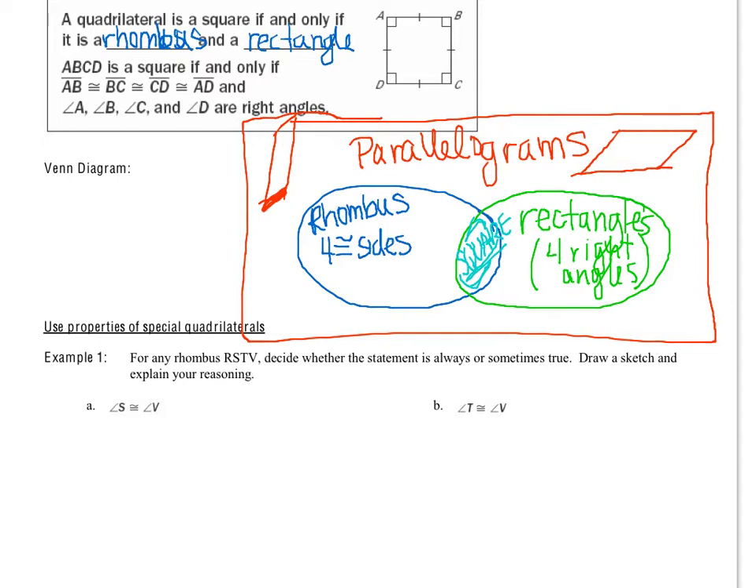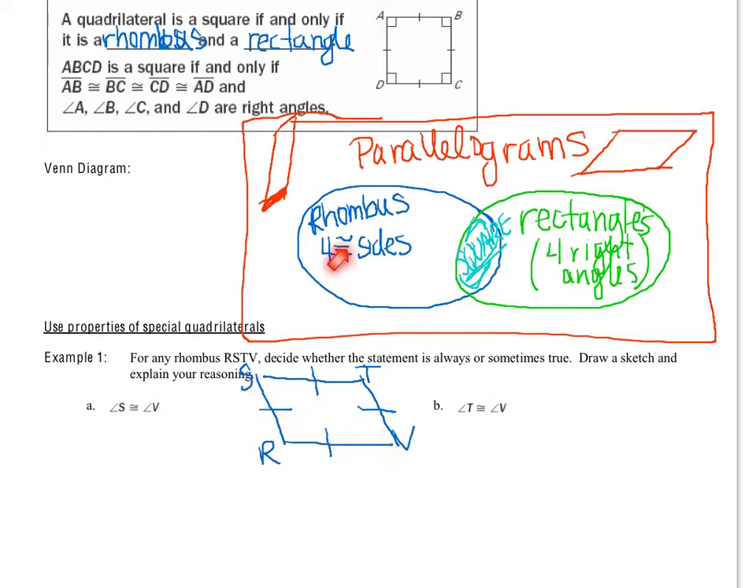Down here at the bottom, it says for any rhombus RSTV, decide whether the statement is always or sometimes true. Draw a sketch and explain your reasoning. So let's just draw a rhombus, RSTV. With it being a rhombus, I know that I can mark all 4 of my sides are congruent. So I'll put my angles RSTV. So this says angle S is congruent to angle V. So angle S is over here, angle V is across from it.